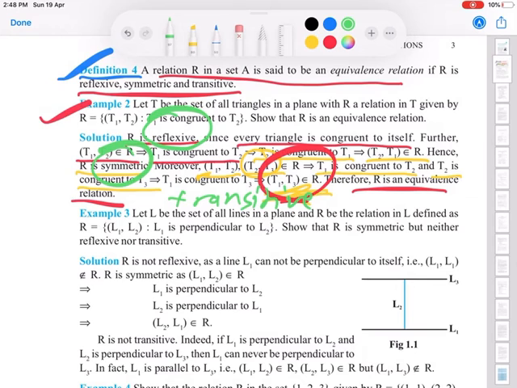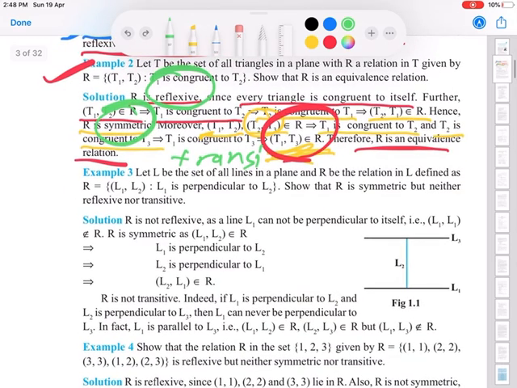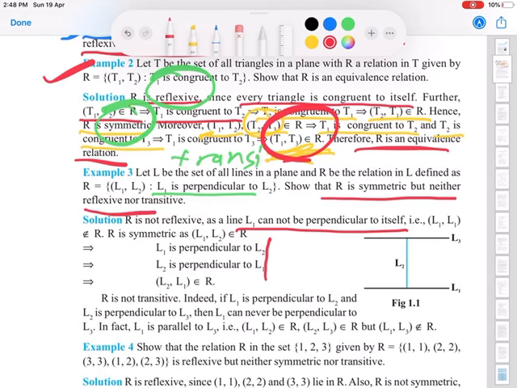Now let us see another example, example number 3, which they have given here. Earlier they had defined the property of congruency. Congruency was the relation, but now here the relation is of perpendicularity. This relation of perpendicularity will not be an equivalence relation. Why? Let us see why. They are saying that R is not reflexive, as any line cannot be perpendicular to itself. If it is not reflexive, therefore it cannot be an equivalence relation. But they are saying here to show that it is symmetric but neither reflexive nor transitive.